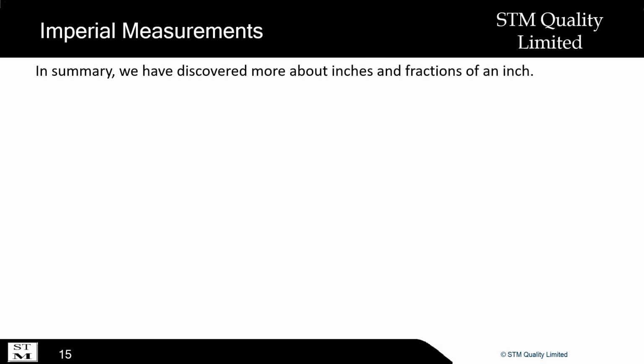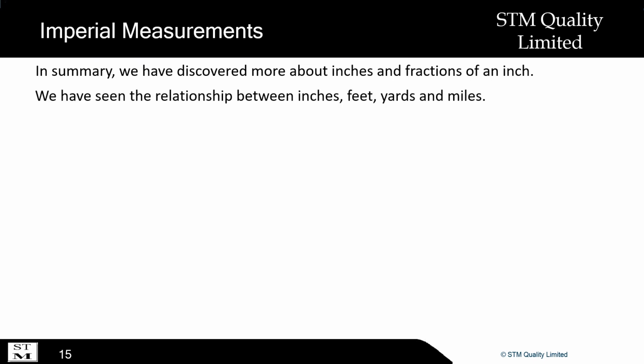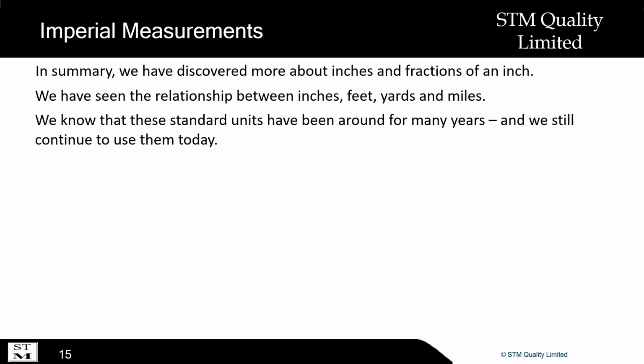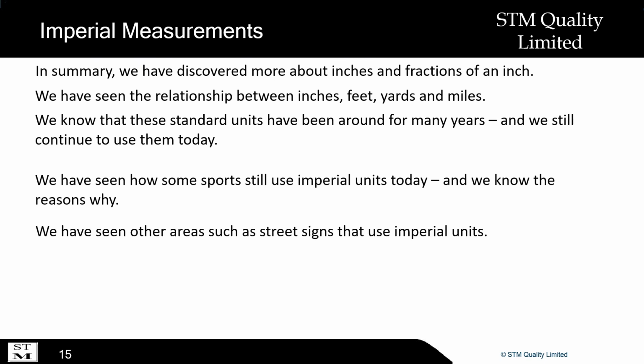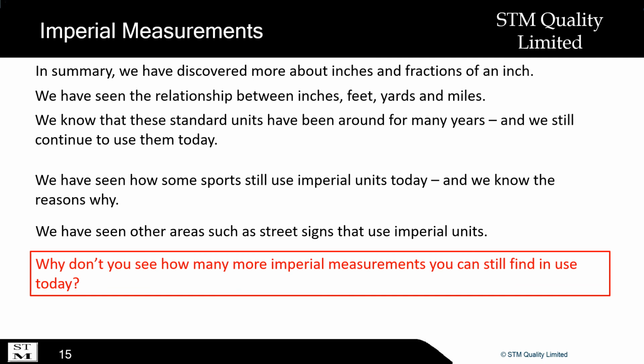In summary, we have discovered more about inches and fractions of an inch. We have seen the relationship between inches, feet, yards, and miles. We know that these standard units have been around for many years, and we still continue to use them today. We have seen how some sports still use imperial units today, and we know the reasons why. We have seen other areas, such as street signs, that use imperial units. Why don't you see how many more imperial measurements you can still find in use today?